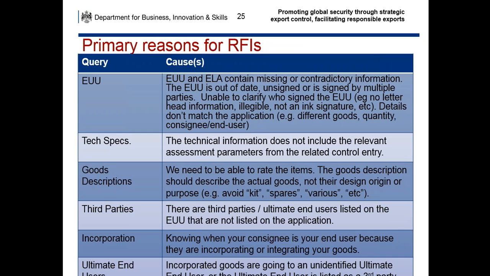There are many reasons for delays to your licence application, and we've highlighted a few of these here for your own information. Mainly the documentation that you've provided is not sufficient, or the areas have not been filled in. The goods descriptions are not clear enough or too vague. You've not listed the third parties or ultimate end users. You don't know if the goods are being incorporated, or if they are being incorporated, you've filled in the wrong end user or consignee. And ultimate end use is not very clear from the application. So I've given you areas where you need to ensure that you focus on so that there are no delays.